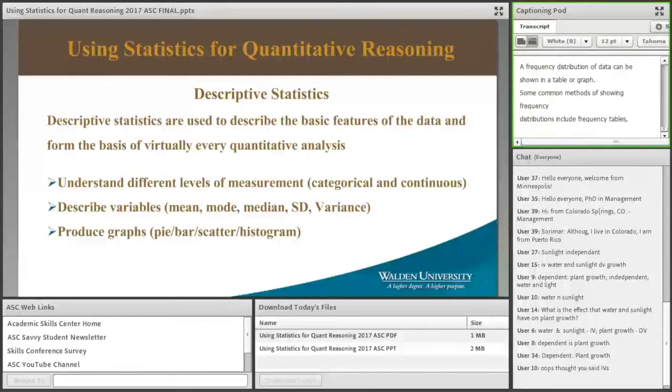The appropriate display for a variable relates directly to how you measure that variable. For example, pie and bar charts are usually used for categorical variables, nominal and ordinal, while a histogram, scatter plot, or a line graph is more appropriate for a continuous variable, such as interval and ratio.